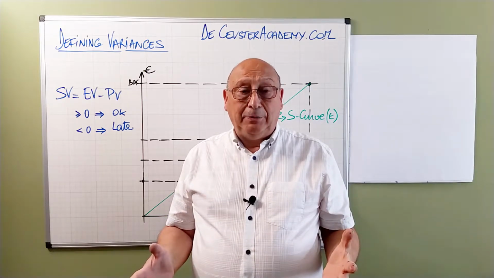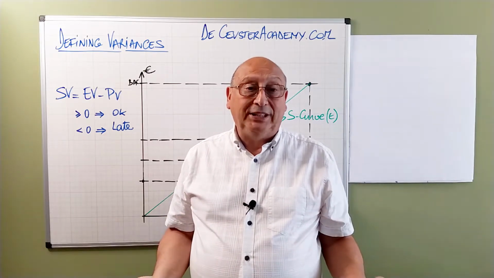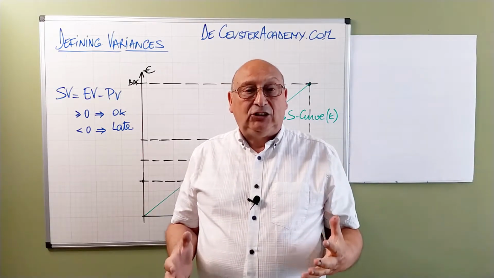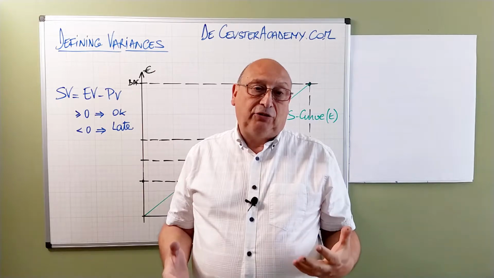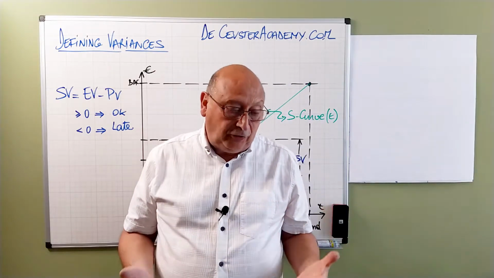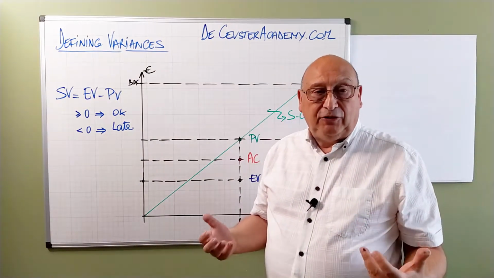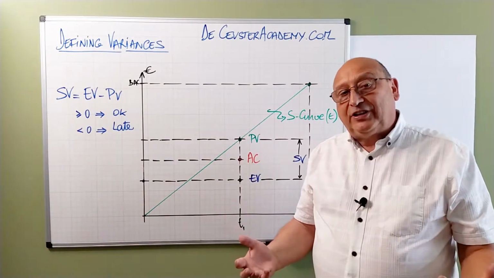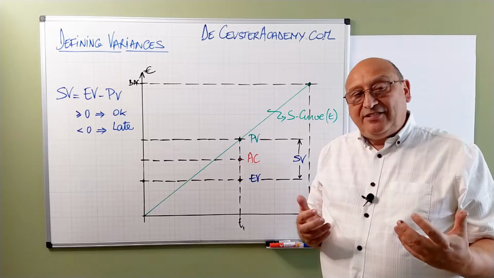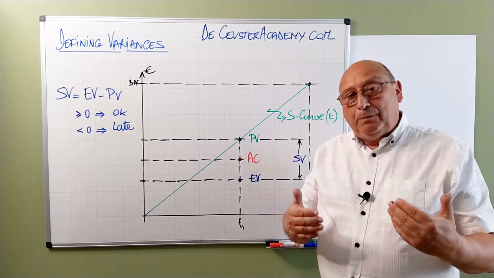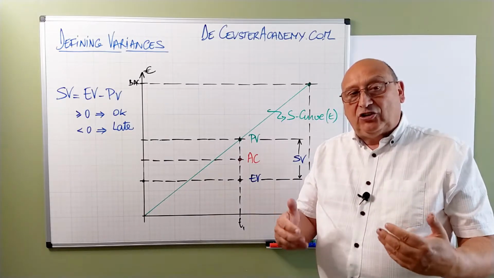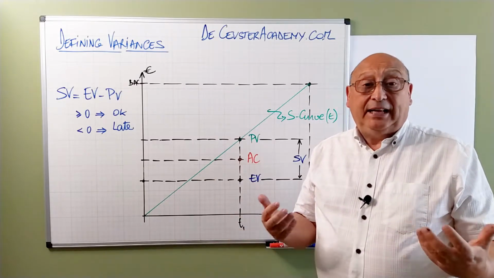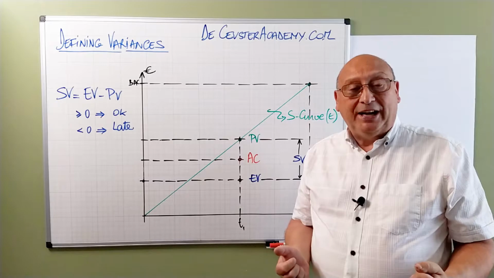Now we know these parameters, let's see what we can do with them. What we're going to do in this presentation is identify the different variances. The first variance we can define is the schedule variance. You hear it, it's about the schedule. It means basically how we are performing in creating deliverables compared to the plan. That's basically schedule information.